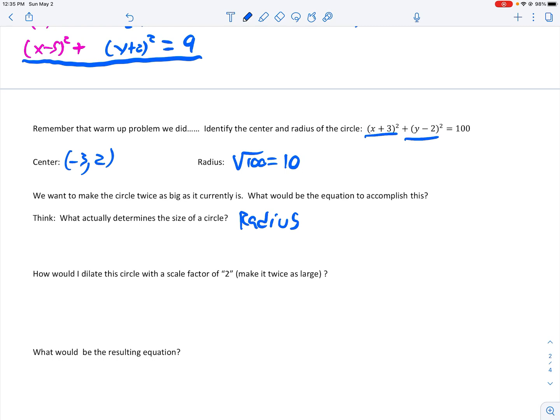So how do we dilate a circle that has a scale factor of 2? How do we make it twice as large? So our radius is 10, twice as large, we're just going to double it. So the radius would be 20.